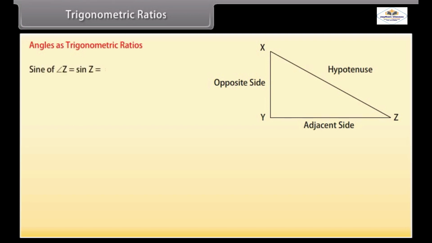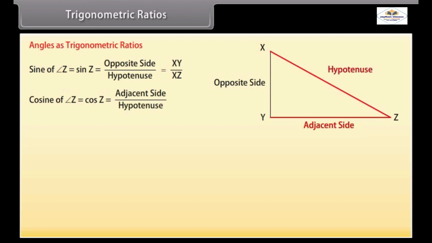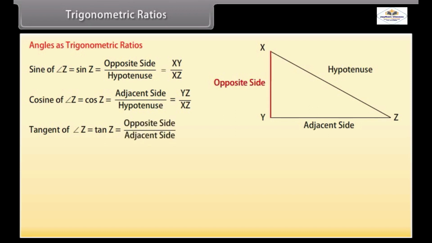Sine of angle Z is equal to sine Z, which equals opposite side upon hypotenuse. Cosine of angle Z is equal to cos Z, which equals adjacent side upon hypotenuse. Tangent of angle Z is equal to tan Z, which is equal to opposite side upon adjacent side.